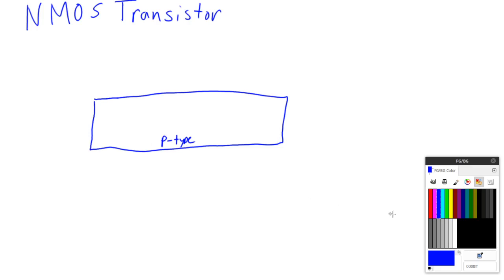And now let's suppose that we added some regions in here. Actually, let's go with purple. We added some regions in here. One right here and one right here. And we made them n-type. So we'll say N and N. So that means that there's an excess of electrons in these zones.